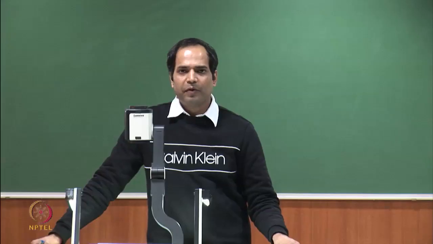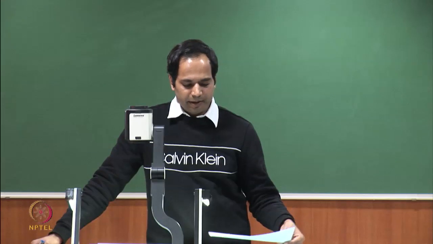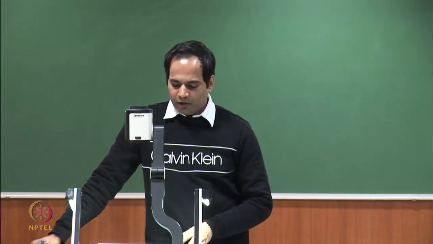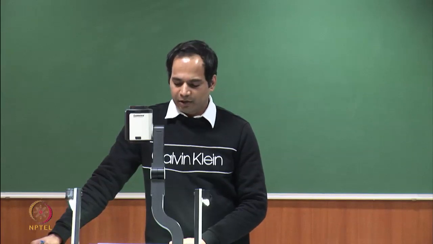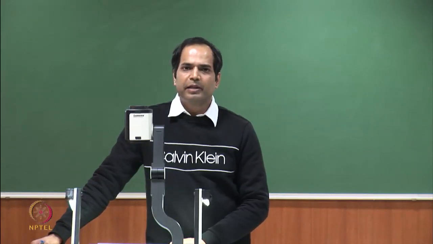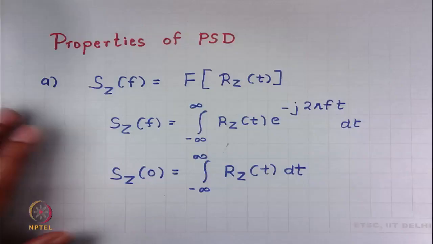So, next what we have to do is to look into the properties of power spectral density. So, the first thing that we have said about the power spectral density already, is that power spectral density is nothing but the Fourier transform of the autocorrelation function.